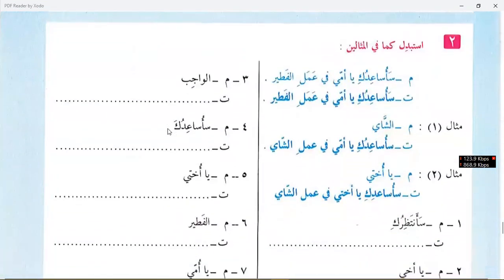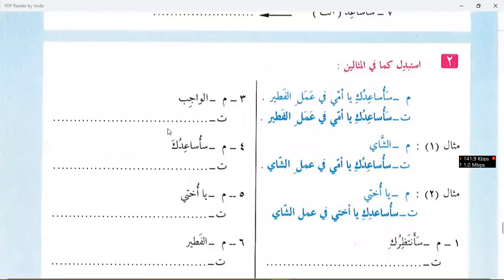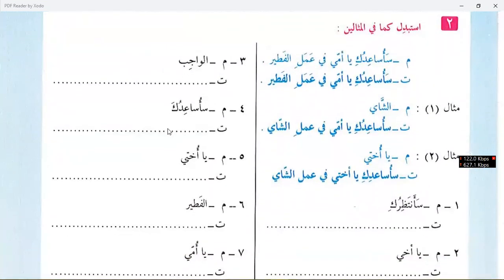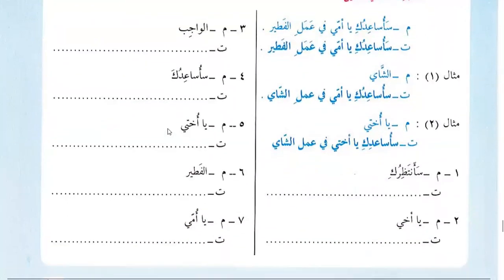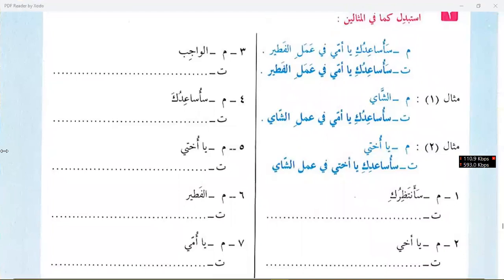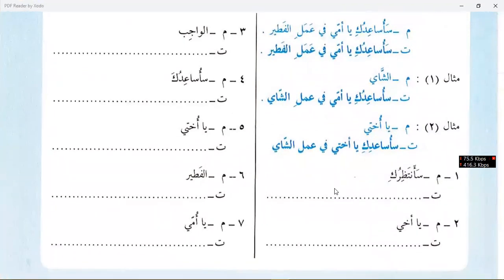Then istabdil kama fil misalain, replace like in the two examples. Sausaiduki ya ummi fi amalil fatir, I will assist you in preparing the fatir. Sausaiduki ya ummi fi amalil shai, I will assist you in preparing the tea. Sausaiduki ya ukhti fi amalil shai, I will assist you in preparing the tea, my sister. Miss Khatija.